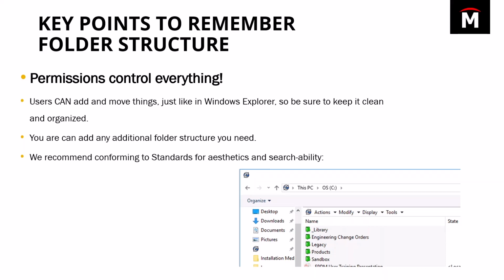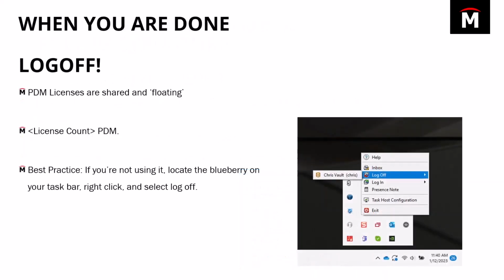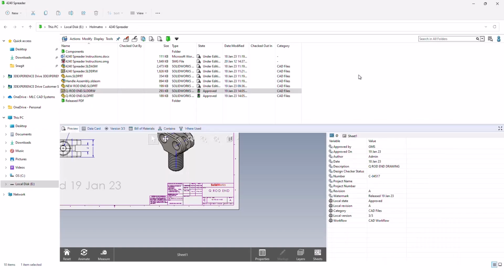But again, just to reiterate, permissions is what's going to allow you or deny you from doing any of those things. When you're done with PDM, you need to log off. The licenses in PDM are floating. So best practice is when you're done, simply log off your PDM system. The way you could do that is in the upper right-hand corner, you will see a little blue icon for your user account. And you just simply hit the drop down, and there's an option to log out right there.